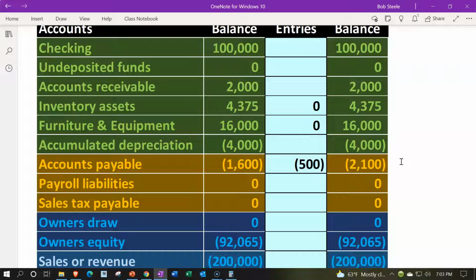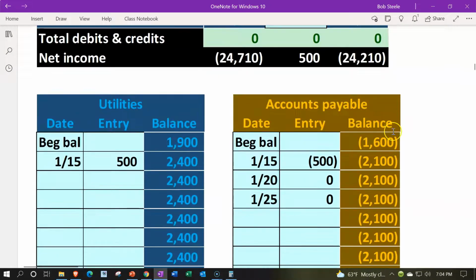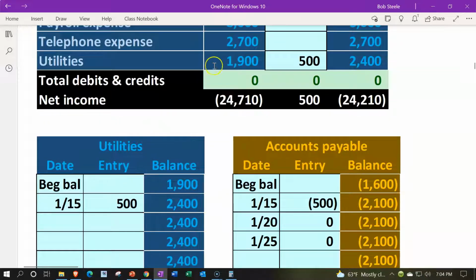I need to break that out not only by the GL by date, but also by subsidiary ledger. If I was to look at the general ledger, it would look something like this. The accounts payable had a 1,600 starting point. I'm going to list out the activity that happened by date. This happened on 1/15. We credited the accounts payable, increasing it to 2,100. On the utility side, if I looked at the general ledger, we started at the 1,900 debit, increased it with a debit, because we're doing the same thing to it, 500 to get to the 2,400.